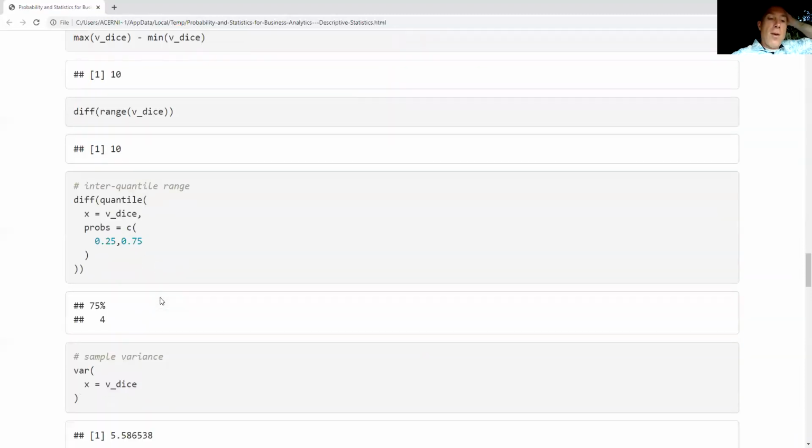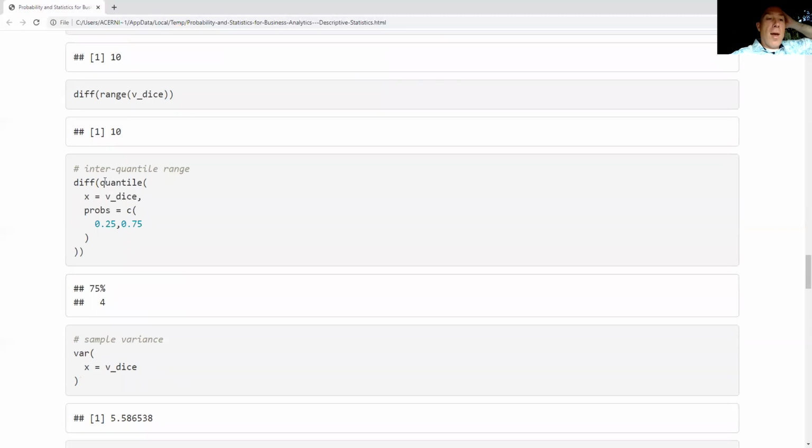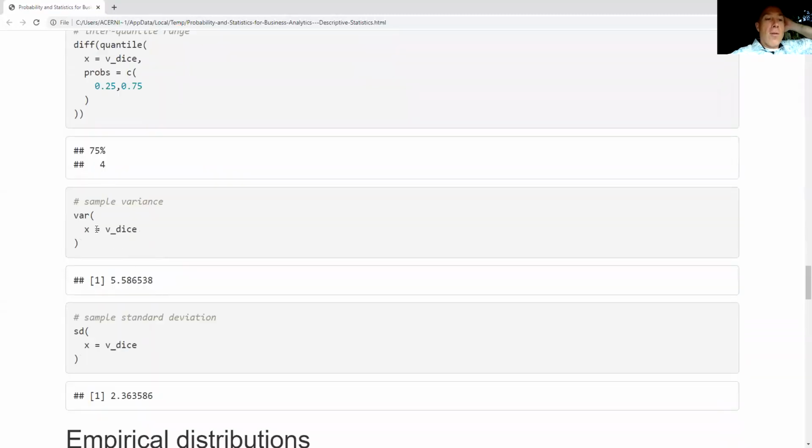Now the interquartile range is very similar. I take Q1, Q3, and then I take the difference between the two, and boom, we see that it's 4. Now for the variance, the command is just var. For standard deviation, it's sd.